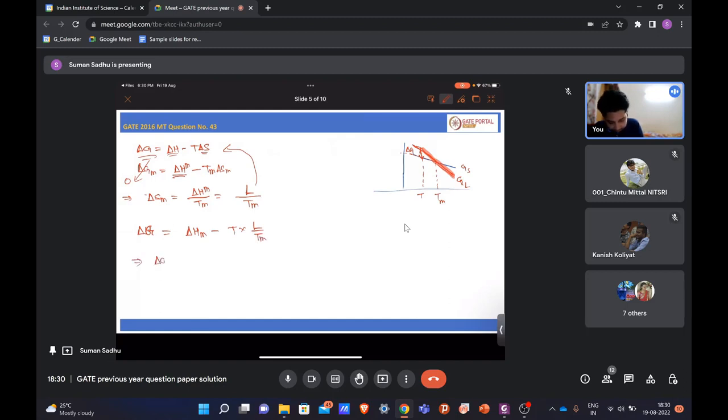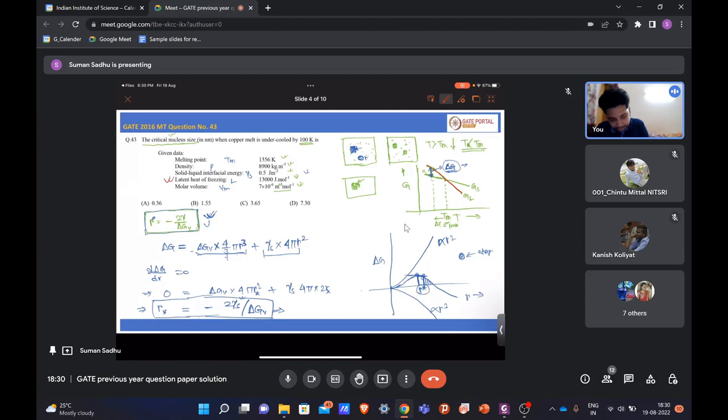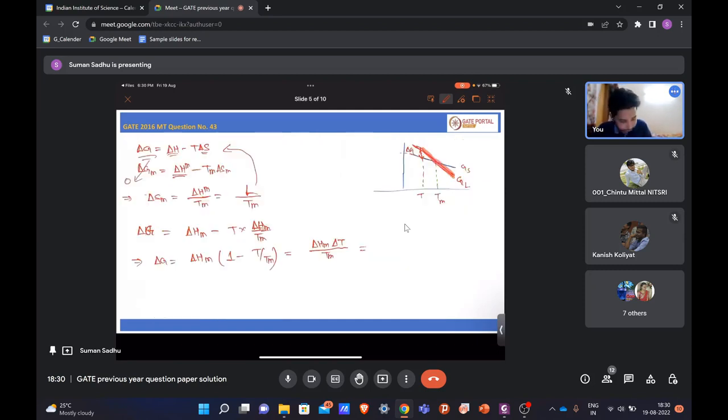Now we can write delta G is equal to delta Hm. It is also L, the latent heat, you can write it is the same. So delta Hm into 1 minus T by Tm, which is delta Hm into delta T by Tm. Now the delta Hm value, that is the latent heat, is given. How much is the value? 13,000 joule per mole.